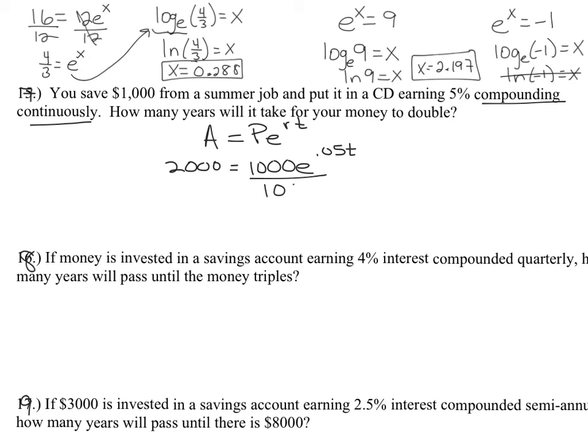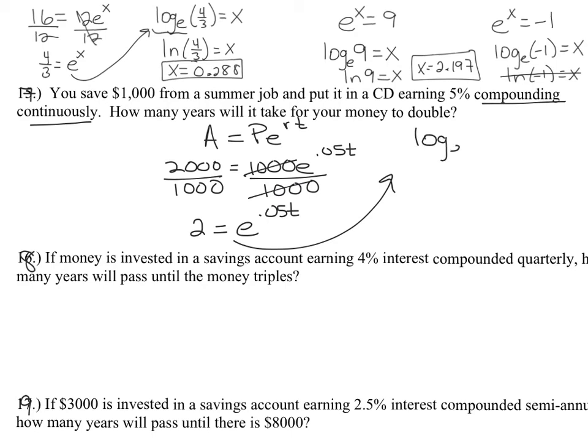So you're going to divide both sides by 1,000 because we need to get the e alone. So you'll have 2 equals e to the 0.05t. Now we're pretty similar to where we were in the last couple problems. You're going to rewrite this as a logarithm. So it's a log base e, because that's the base of the exponent, of 2 is equal to 0.05 times t. This is just the natural log of 2. And then to figure out the time, you divide both sides by 0.05.